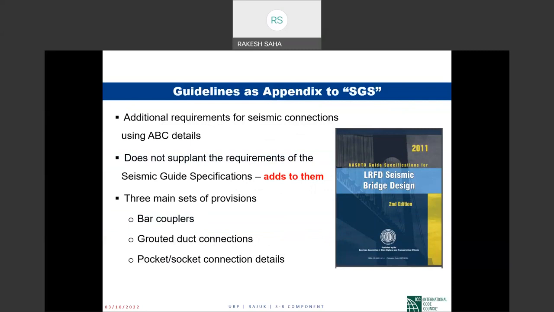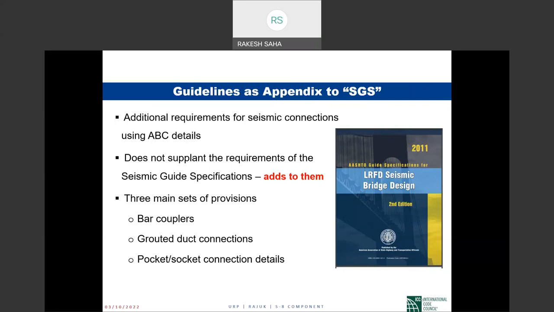Now, one of the major decisions that we made early on was that the ABC design guidelines that we are going to develop will be a supplement to, an appendix to, the existing LRFD seismic bridge design. It's a displacement-based design guideline that Professor Itani referred to. But the idea was, rather than developing everything from scratch and repeating a lot of the material from the LRFD seismic design guidelines, we are going to have additional material that would allow an engineer to integrate with these existing guidelines.